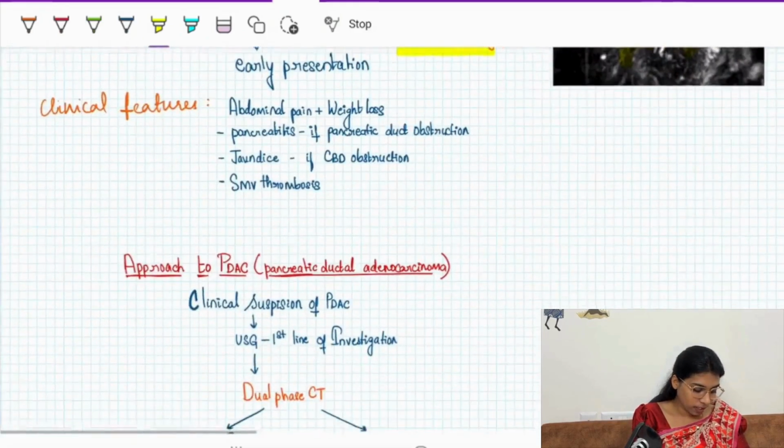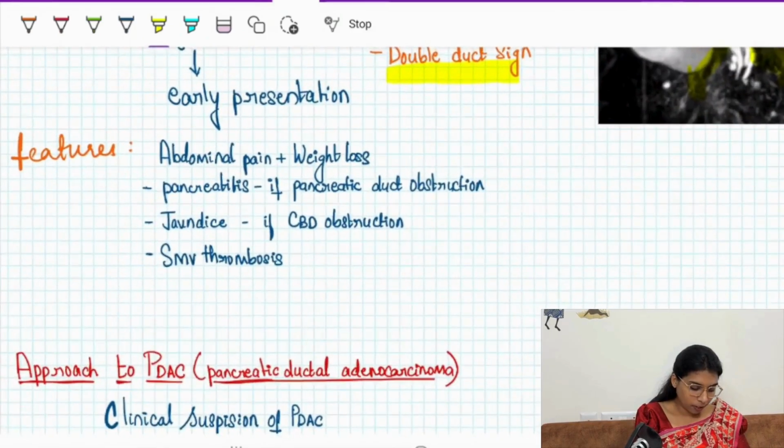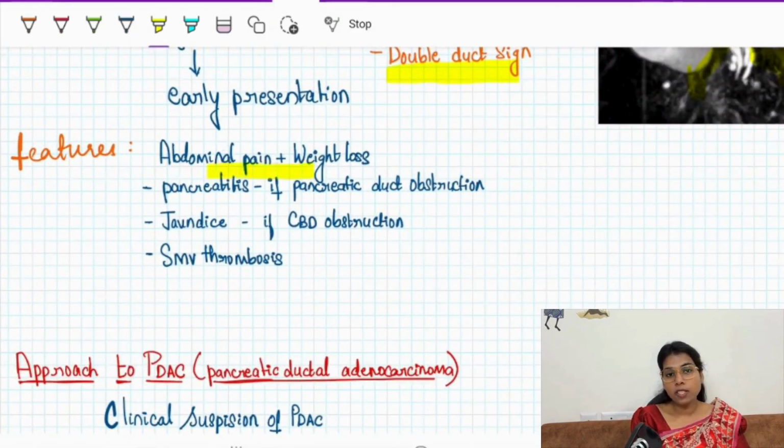Moving forwards to the clinical feature, patient will typically complain of an abdominal pain with a weight loss. If it is causing a pancreatic duct obstruction, patient will come with acute pancreatitis. I've explained it in acute pancreatitis video also, that any patient aged more than 40 years coming to you with acute pancreatitis, always do a CT to rule out PDAC. So now we understand why we should do that CT. So if it is causing a CBD obstruction, patient will present to you with jaundice. The PDAC can also invade the superior mesenteric vein and cause a tumor thrombosis of the superior mesenteric vein, right?